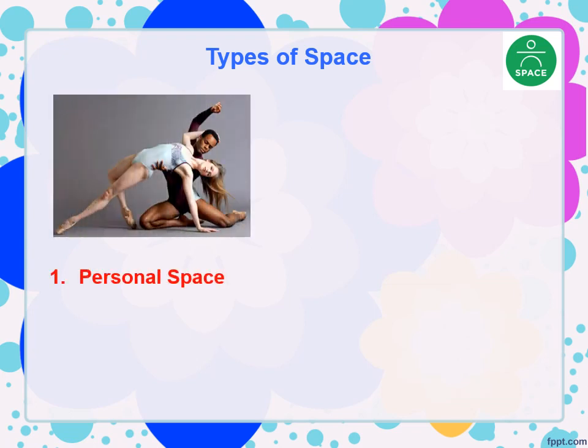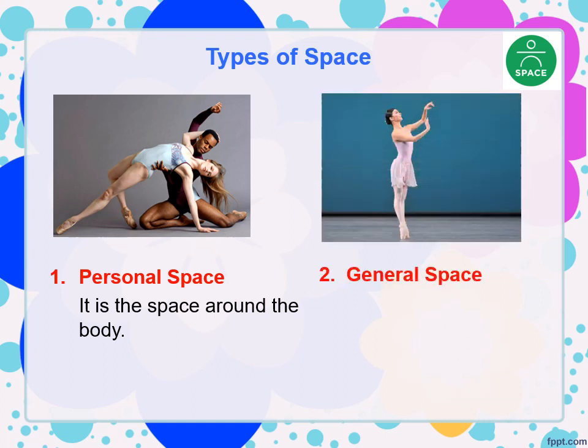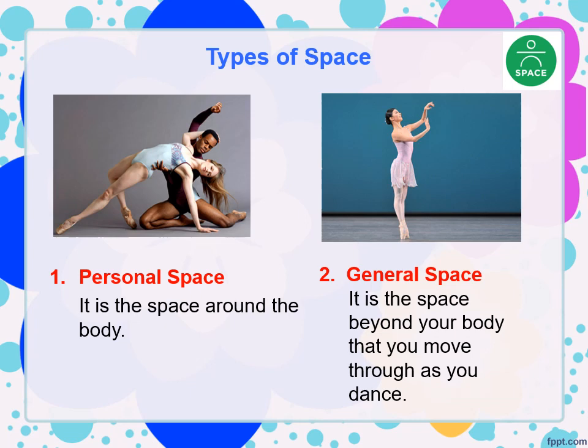1. Personal space. It is the space around the body. It usually extends to approximately arm's length from your body. 2. General space. It is a space beyond your body that you move through as you dance. It is usually past your fingertips if arms are extended. For our safety, it's important that we move within the general space without bumping, pushing, or invading each other's personal space.